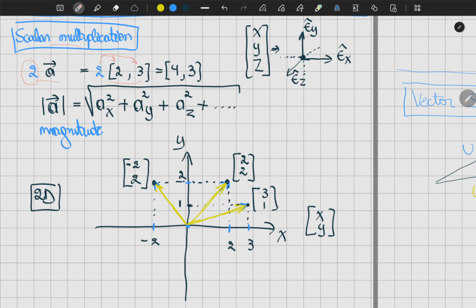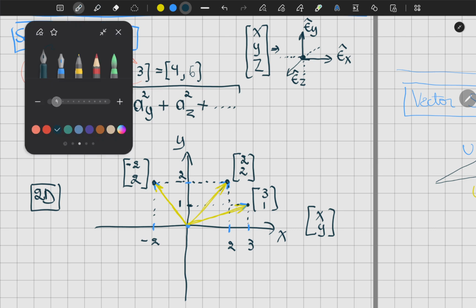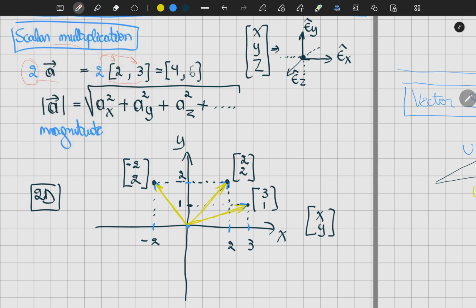So 2 times 2 gives us 4. 2 times 3 is going to give us 6. So this should actually be 6. Okay, so this is what you see on scaling. Now, and this is a resultant.